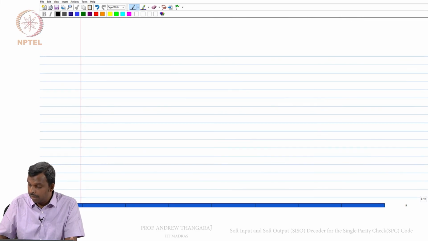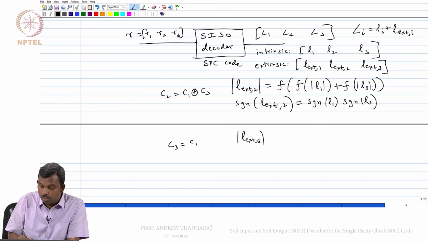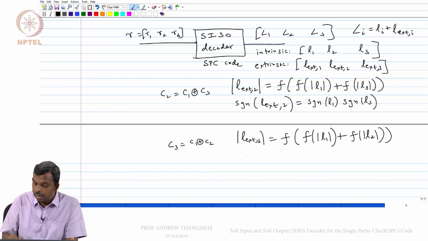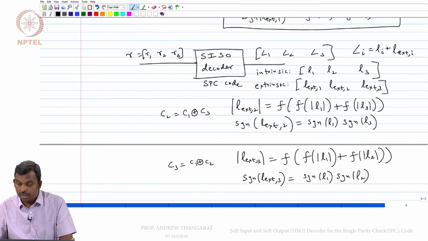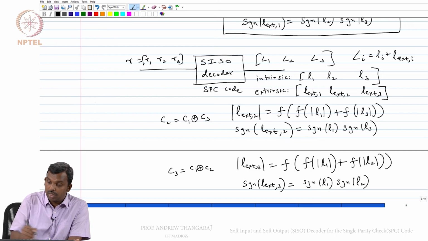Okay. And then let us just look at Lx3, which comes from C3 equals C1 XOR C2. Here again f of absolute value of L1 plus f of absolute value of L2, and then sign of Lx3 equals sign of L1 times sign of L2. Okay. So, this is how it works. So, there are 3 values to compute here, the soft outputs L1, L2 and L3, and you need this function f. Okay. Once again, let me remind you what this function f is.